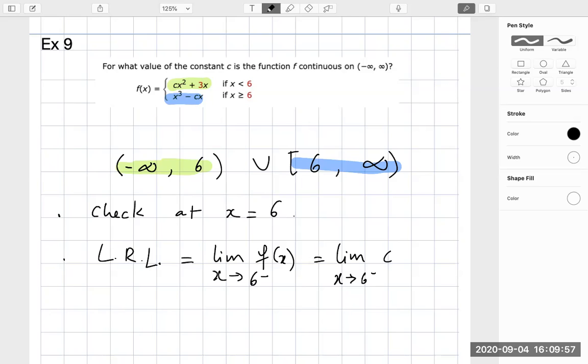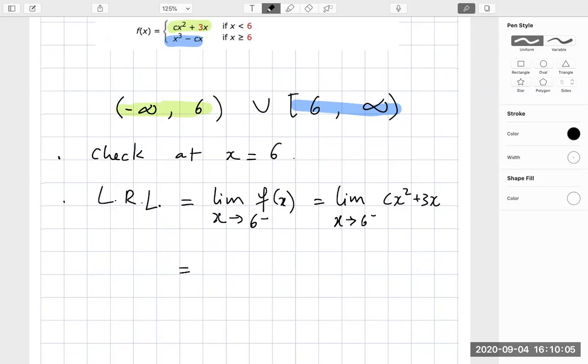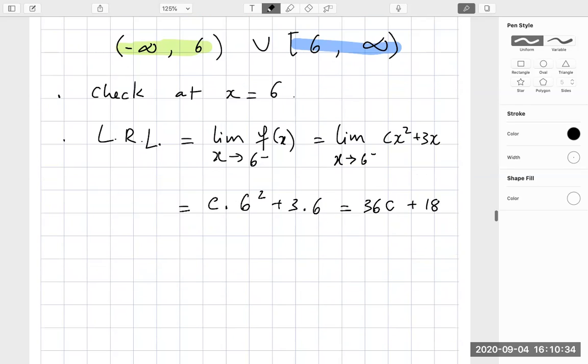Which is cx squared plus 3x. And this is a polynomial, therefore it is continuous on R. It means that it is continuous at 6, so we can simply substitute the value into this function, which is c, a constant we don't know, times 6 squared plus 3 times 6, which is 36c plus 18. Okay, leave it there.